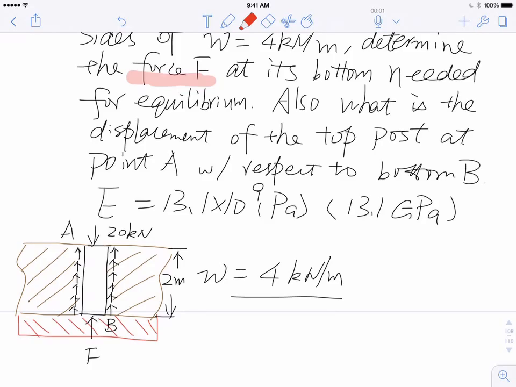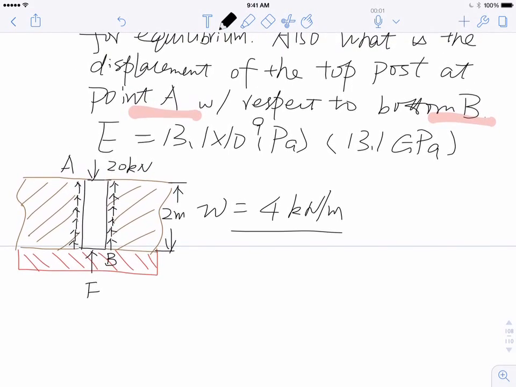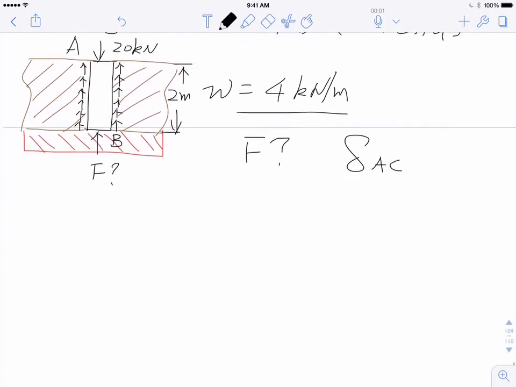Okay, so A with respect to B. In other words, it's asking two things. One, what is this force F? Second, what is the displacement of A relative to C? Okay, all right, so let's look for that.